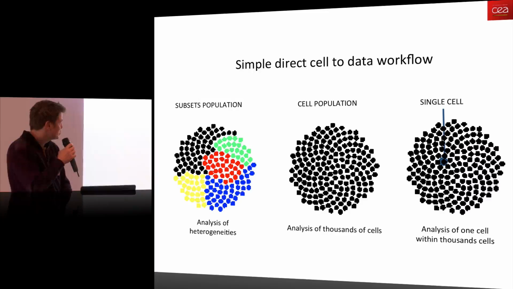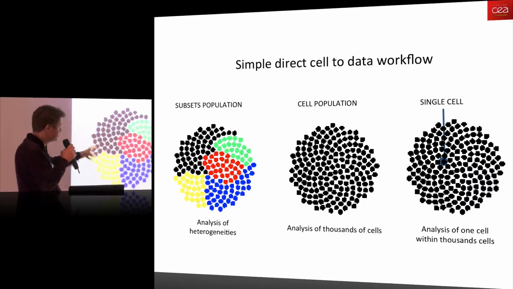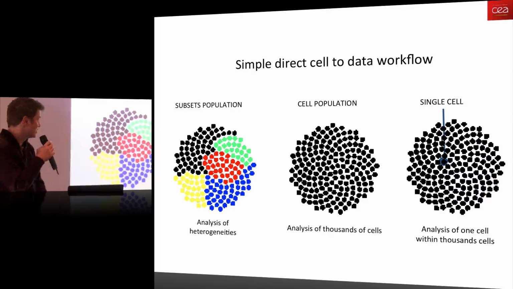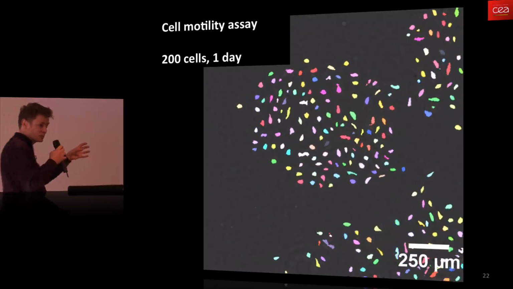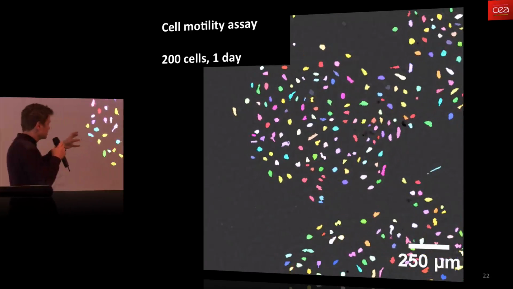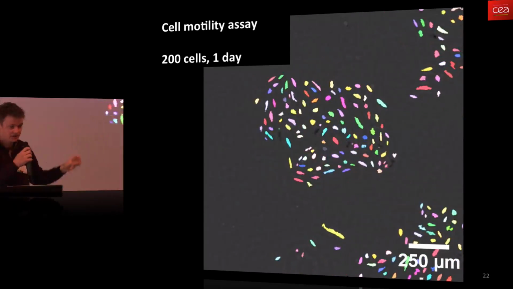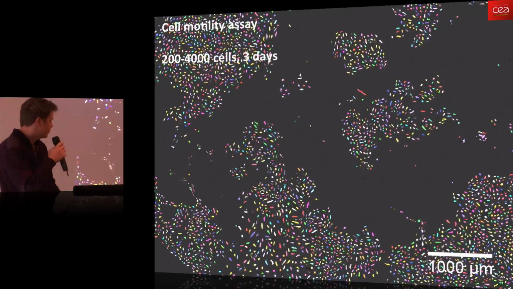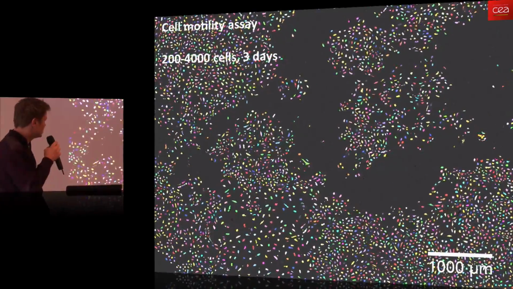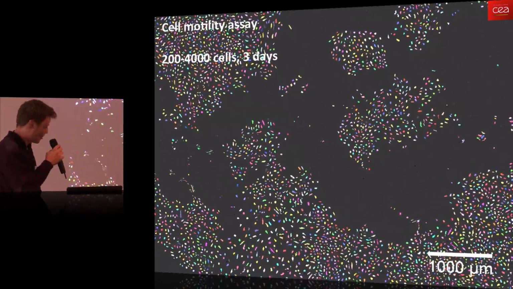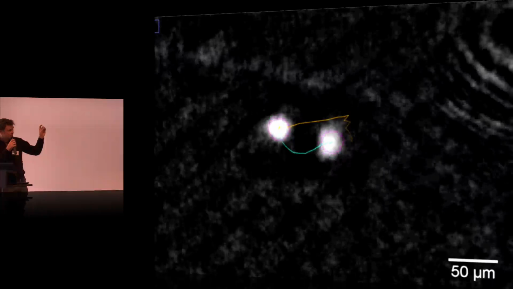So these are measurements at the cell population, but we want to look at heterogeneities, subset population, and we also want to look at single cell measurements. And to do single cell measurement, first we have to do cell tracking. We have to follow every single cells, and with a cell tracking algorithm, we put colors on every single cells. And again, we have a very large field of view. So these are UV cells for 3 days, and you see how it evolves. And then we can track every single cells.